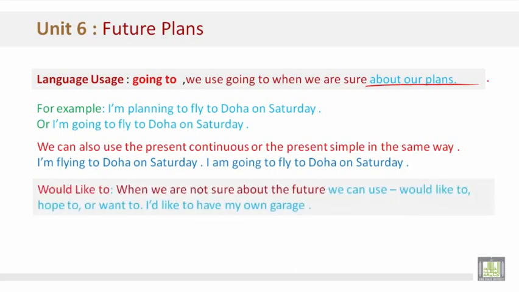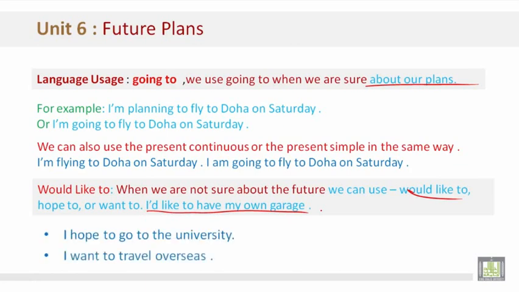Would like to. When we are not sure about the future, we can use would like to, hope to, or want to. I'd like to have my own garage. I hope to go to the university, and I want to travel overseas would be two good examples.